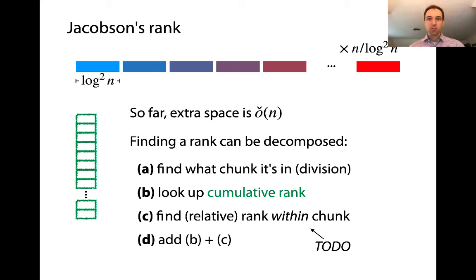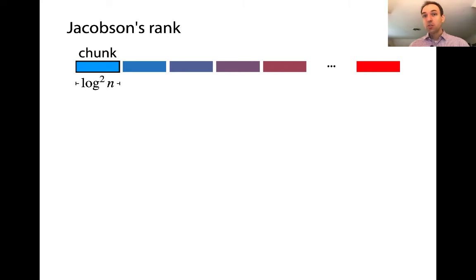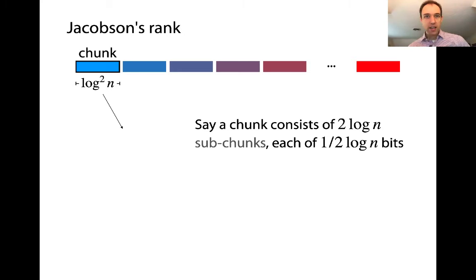Okay, so let's look at one chunk and think about what we can do to further subdivide the problem. All right, so here's one chunk. Let's say that a chunk can itself be divided into smaller pieces, and let's call them subchunks. So now we must refer to chunks, these log squared of n pieces, as the original partitioning of the bit string.